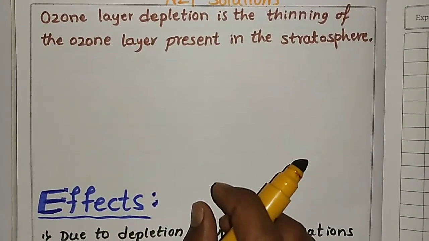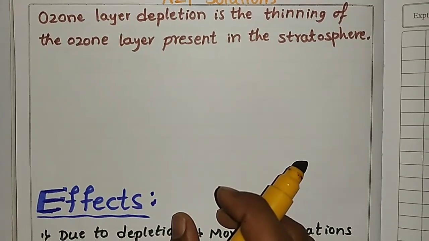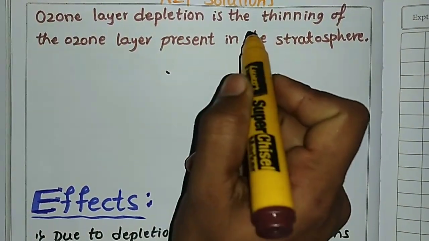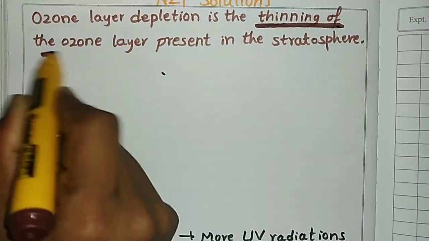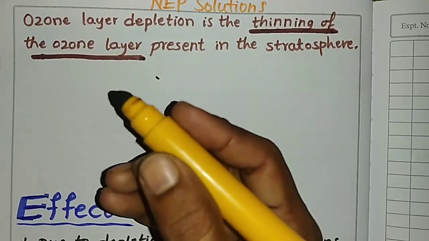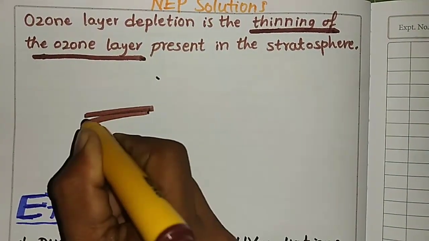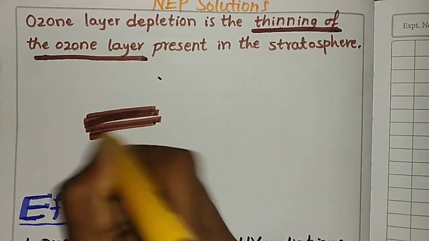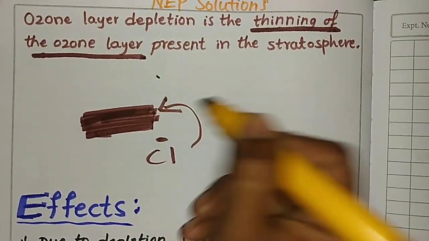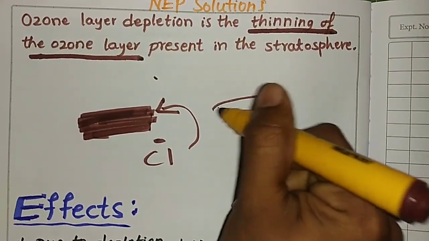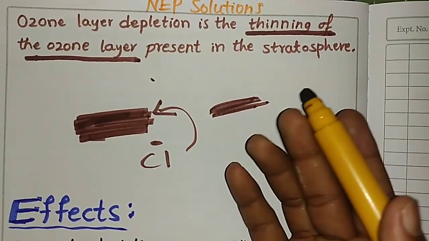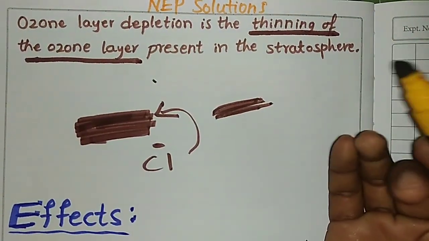Since the beginning we are talking about ozone layer depletion. Do you know exactly what it means? Let me tell. Ozone layer depletion is the thinning of the ozone layer present in the stratosphere. In the beginning the layer is very thick, but when chlorine free radicals fall on it, it becomes thinner. Its density decreases day by day, hence it is called ozone layer depletion.